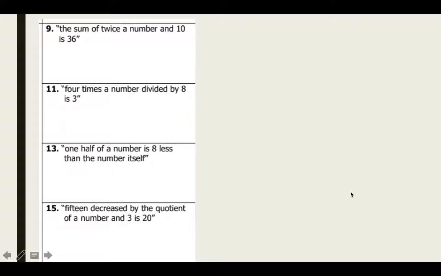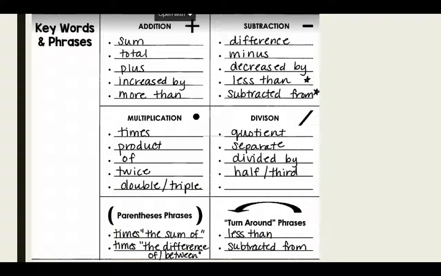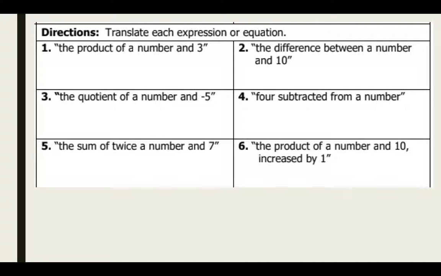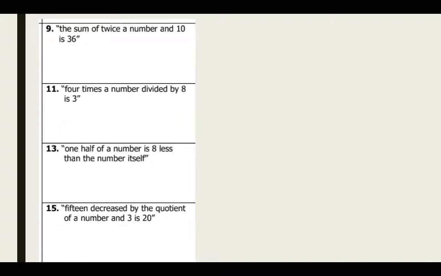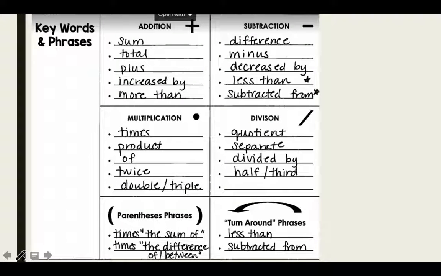Okay, a little bit harder. 4 times a number divided by 8 is 3. So did we do the equal signs? Okay, is means equals. So back to the first thing, let's write that down.